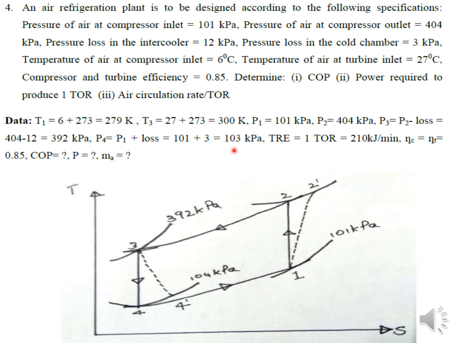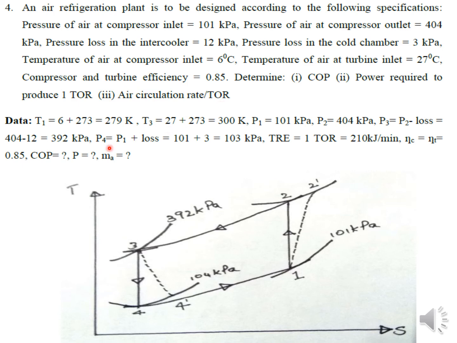101 plus 3 is 104 here. Sorry, he has written wrong again. So tons of refrigeration is equal to 210 kilojoules per minute, and here the temperature of air at the inlet of the turbine is 27, compressor and turbine efficiency is 85, and we need to calculate COP, and the power required for 1 TOR, air circulation per TOR.